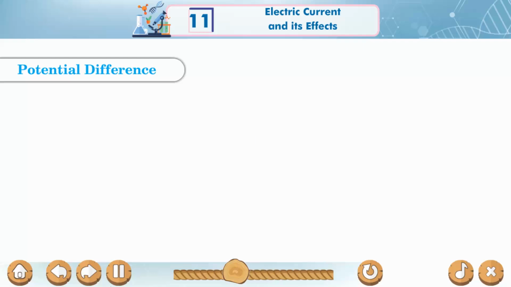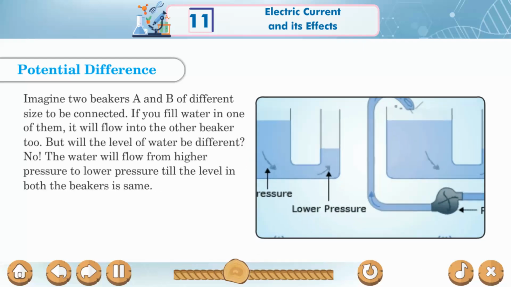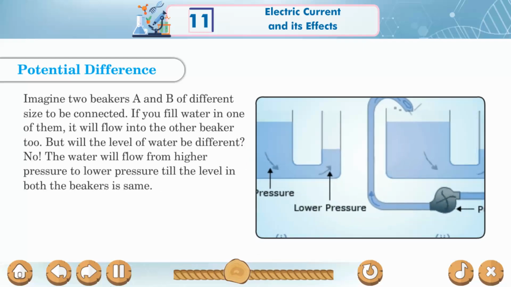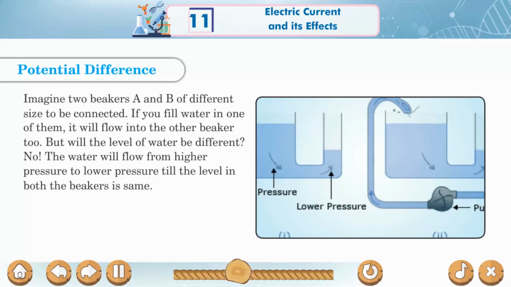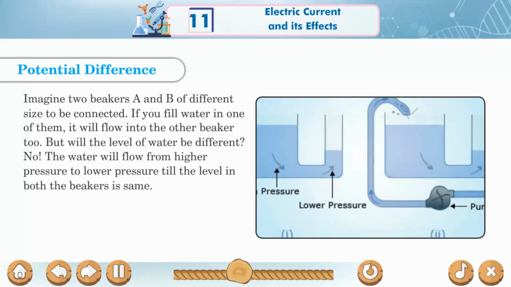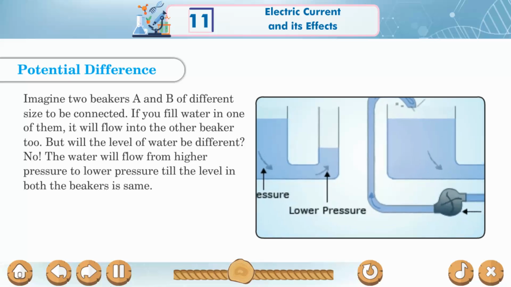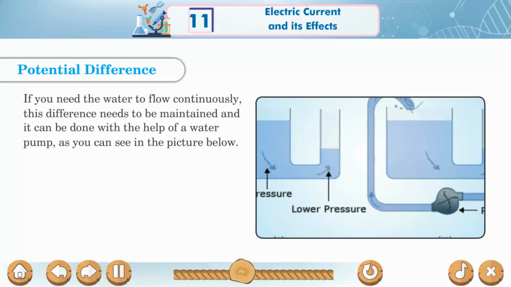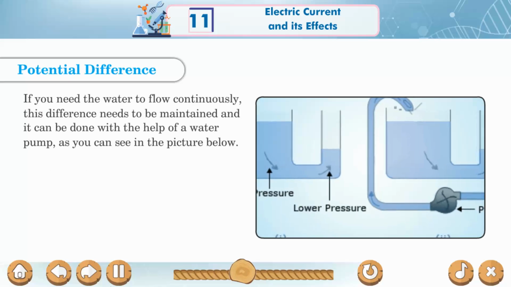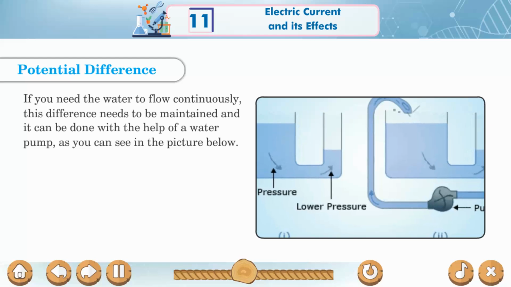Potential difference. Imagine 2 beakers A and B of different size to be connected. If you fill water in one of them, it will flow into the other beaker too. But will the level of water be different? No. The water will flow from higher pressure to lower pressure till the level in both the beakers is same. If you need the water to flow continuously, this difference needs to be maintained and it can be done with the help of a water pump as you can see in the picture below.